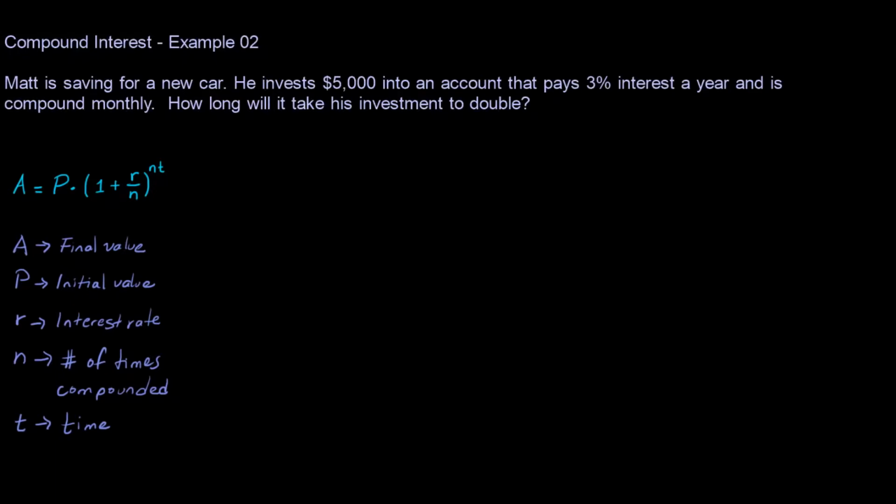Okay, here's another example of how to use this compound interest concept. I have here the formula for compound interest, and let's say the setting is Matt saving for a new car. Actually, the same Matt from the previous example, I believe. He invests 5,000 into an account that pays 3% interest a year, and it is compounded monthly.